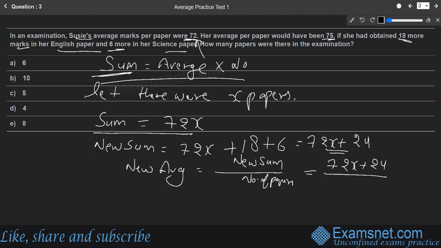Okay, the number of papers is x. They say this has to be equal to 75. The new average is 75, they have already mentioned. So we need to solve this particular equation to get the value of x. So let us do it.